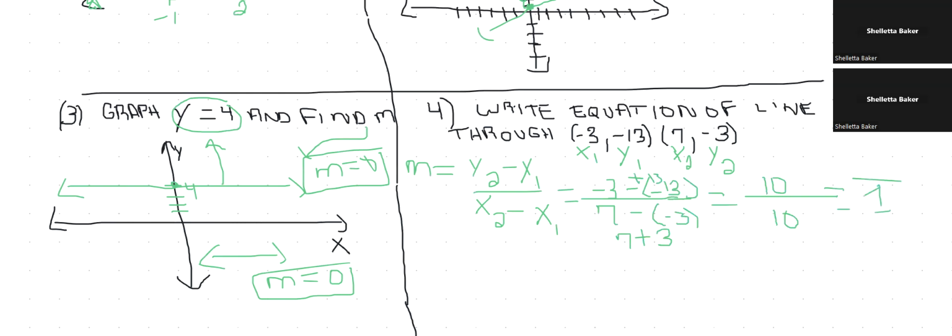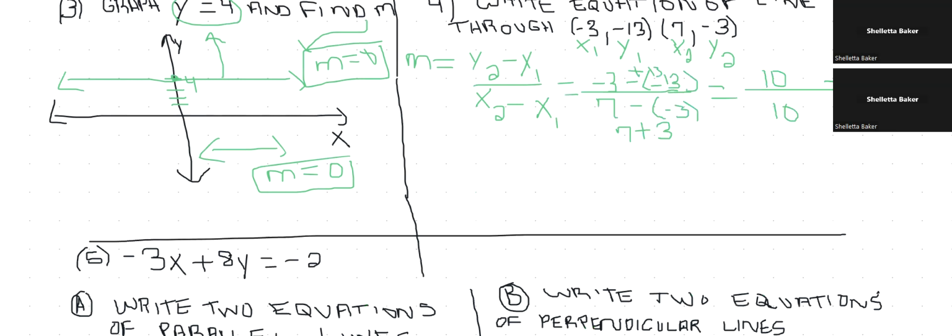Once you find the slope, then you'd use that slope to actually write the equation using that point slope form. So we're going to take that slope, and let's move our graph over a little bit.